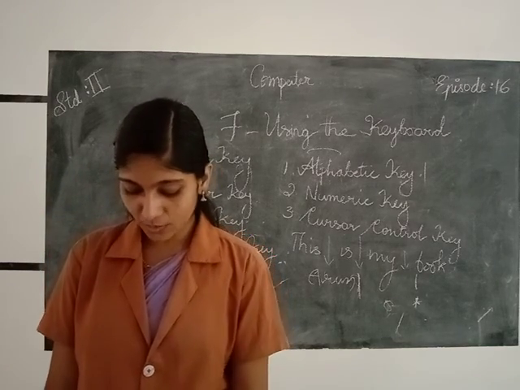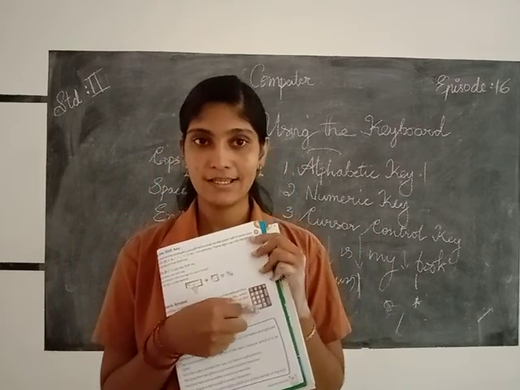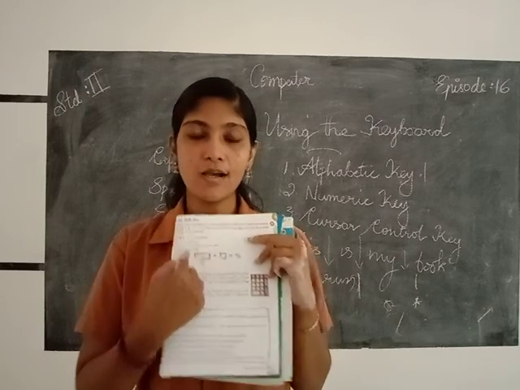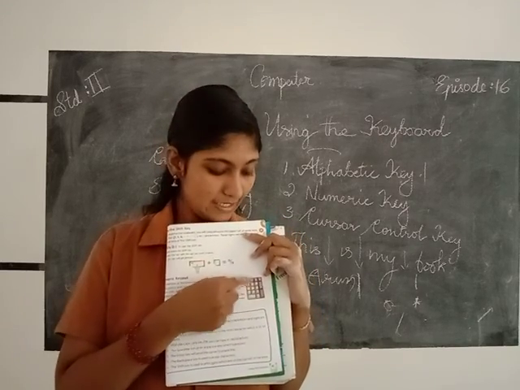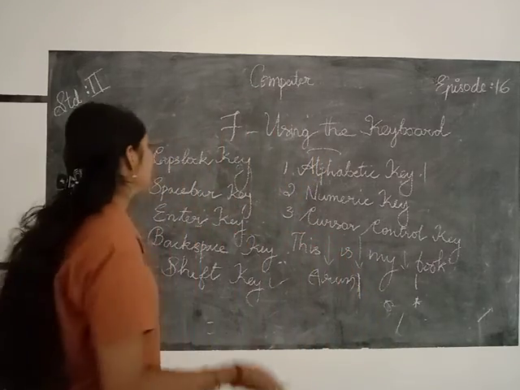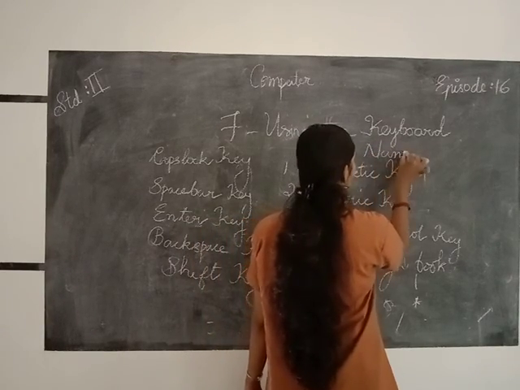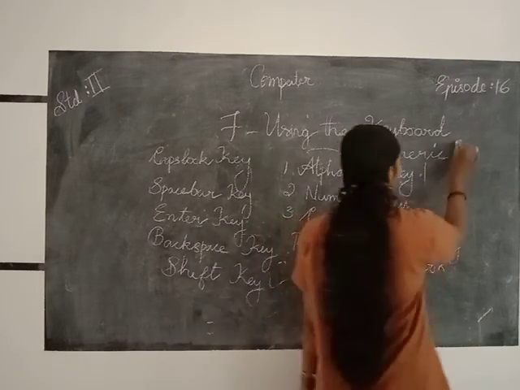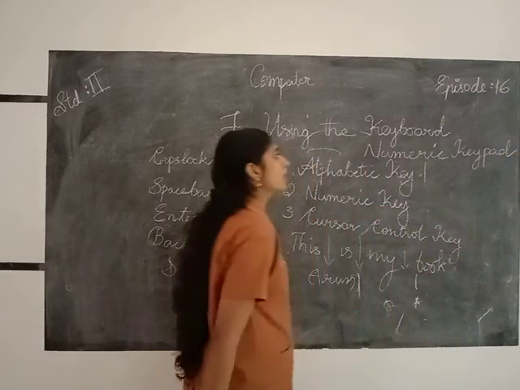Then next is numeric keypad. Look at the picture. On the right side of the keyboard, you can see numbers. In addition to that, there are also numbers present at the top side of the keyboard. Here it looks like a calculator, so this part is known as the numeric keypad. Numeric keypad is spelled N-U-M-E-R-I-C, K-E-Y-P-A-D.